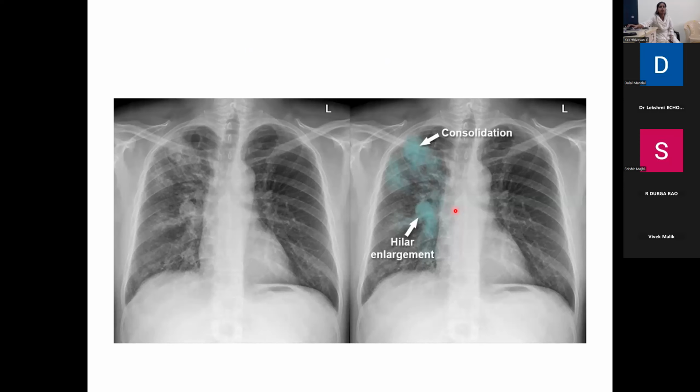So this is another. Here the consolidation is in the upper zone, and this is the hilar enlargement associated with it. See the concavity and see the hilum. Now something is sitting there for definite.